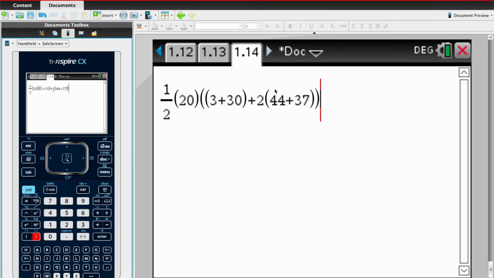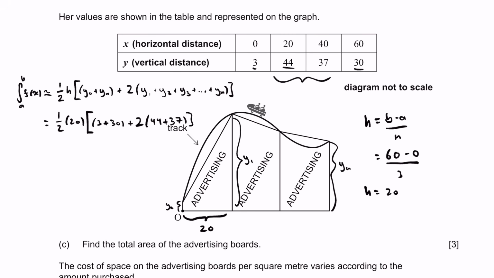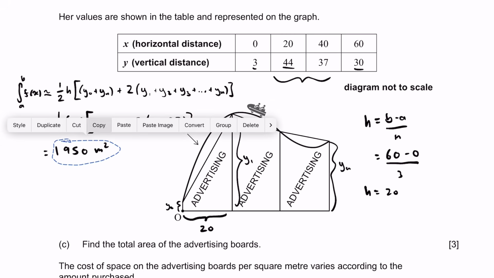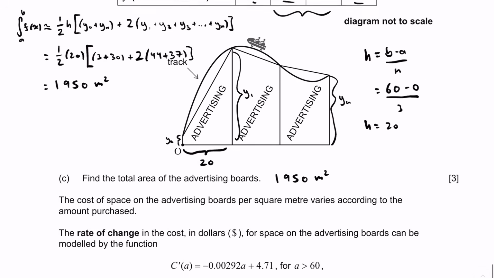All right, this is good. And we have 1,950. Okay, so writing that out, 1,950 meters squared. So for part C, find the total area of the advertising boards. This would be 1,950 meters squared. Okay.